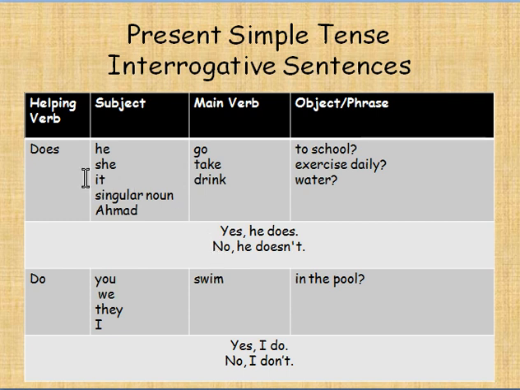For example, does he go to school? You can answer it by telling another person yes he does or no he doesn't. If you look at this sentence, do you swim in the pool? Yes I do. Or you can say no I don't. So that's why these types of questions which start with the helping verb, we call them yes no questions.